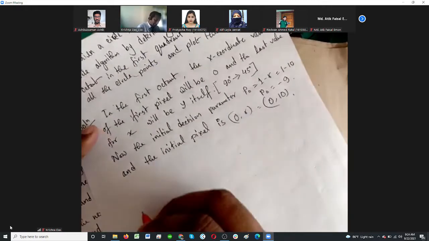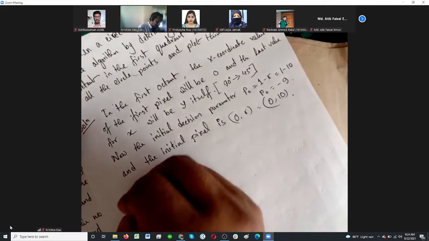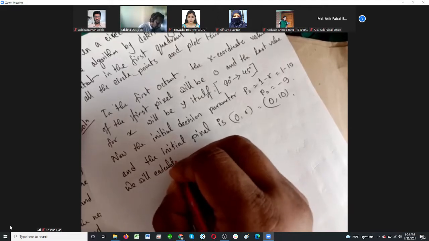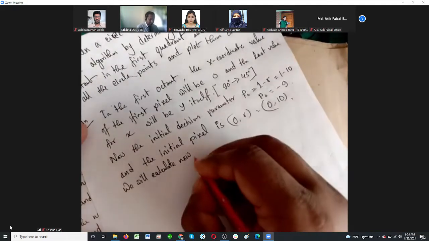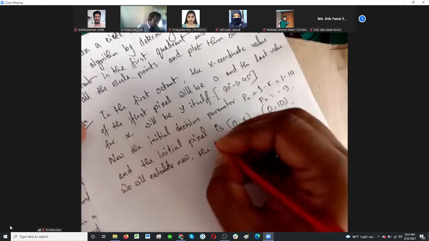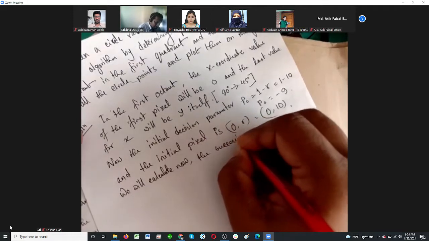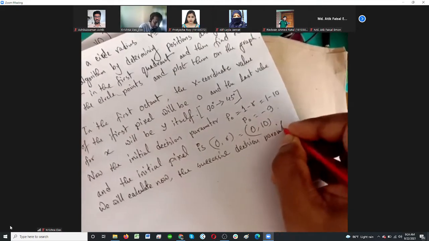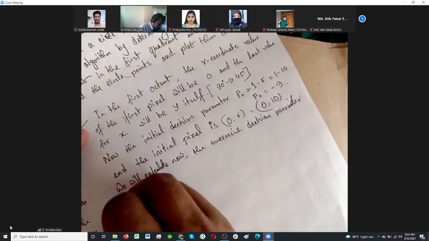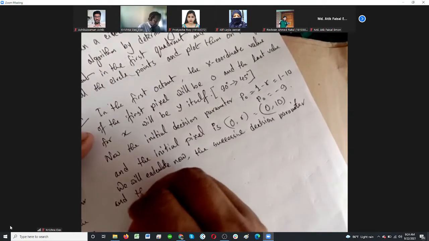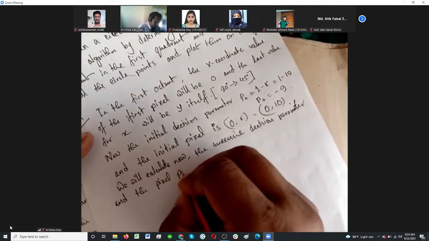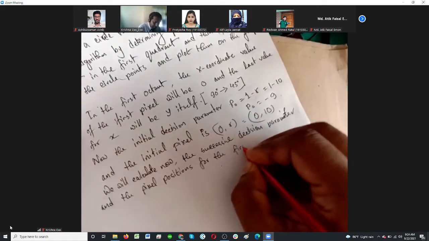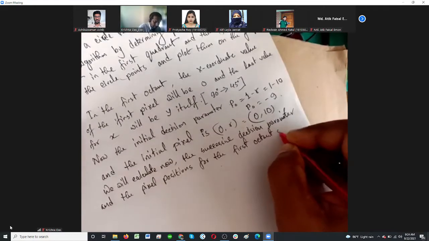Now we will calculate the successive decision parameter and the pixel positions for the first octant of the circle.